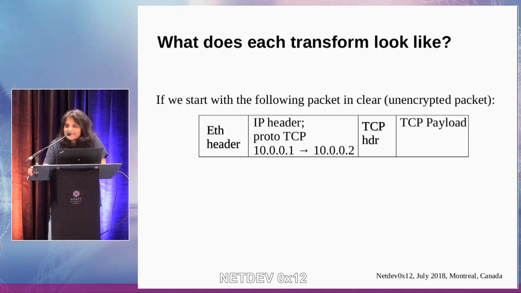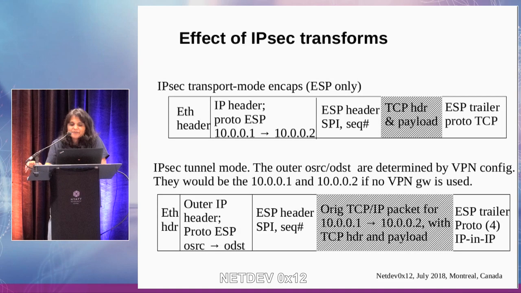So let's say we had a simple TCP packet going over IP with an Ethernet header. This is your most basic TCP packet going out on the wire. If I decide to encrypt everything from the TCP header and payload onwards, and I leave the 10.1 and 10.2 alone, I'm in transport mode, and that's what you see here. So your ESP header would have the SPI, and the trailer would say the original packet before it was encrypted was a TCP packet. The IP header source and destination have not been changed, so you've not changed the routing.